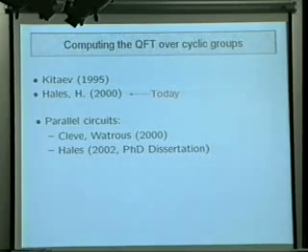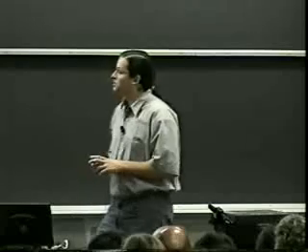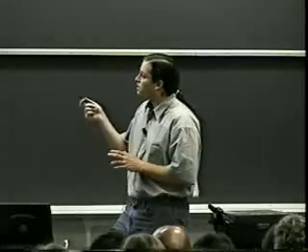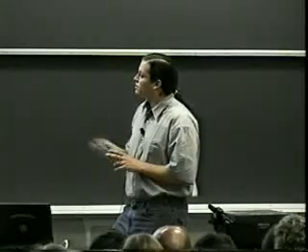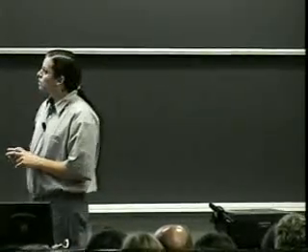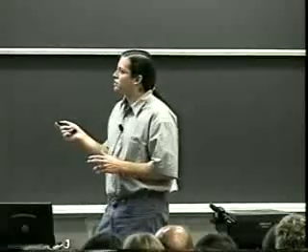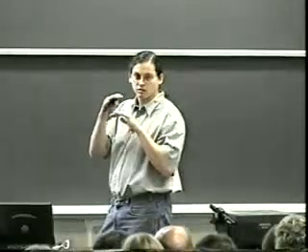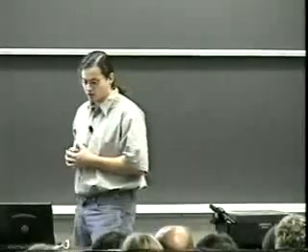Okay, so now I want to move on to computing the Fourier transform over any cyclic group. This was first done by Kitaev, and then later there's a simpler algorithm I'm going to talk about today, and it's faster in some cases. And there are also parallel versions where if you want to have shallow quantum circuits, you can get those too.